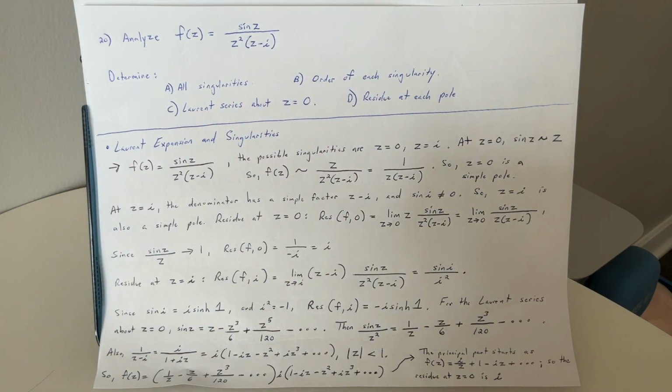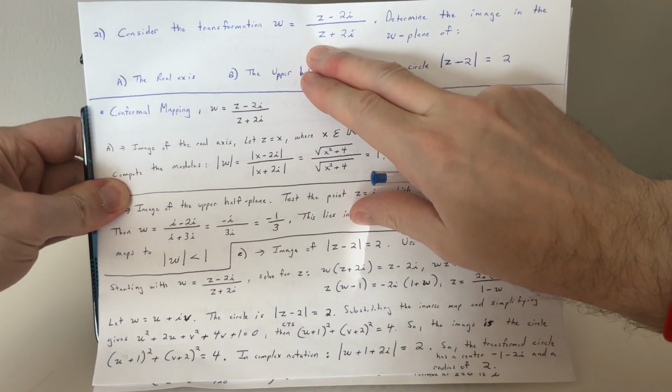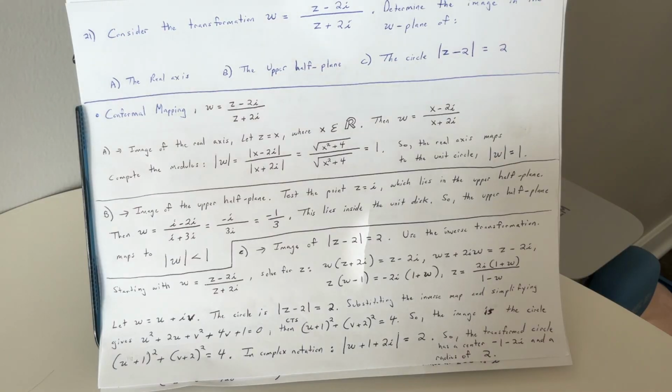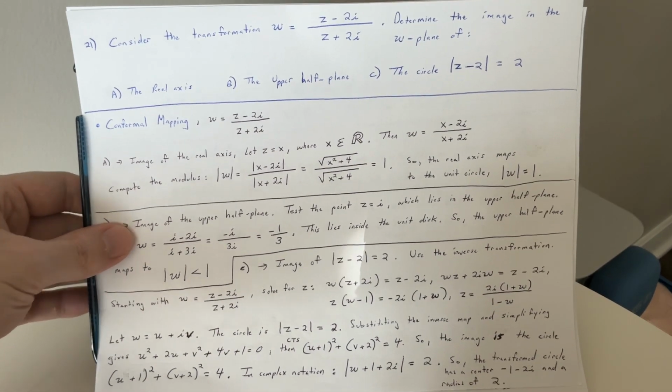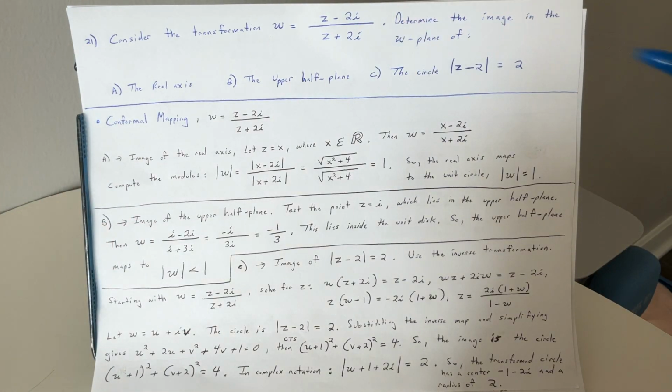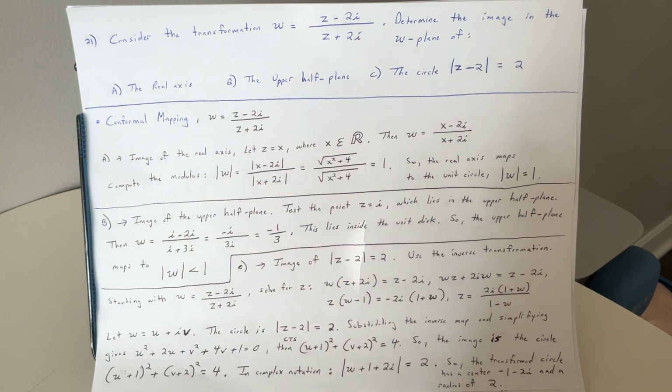Okay. And now number 21, we want to consider the transformation w equals z minus 2i over z plus 2i. Determine the image in the w plane of A, the real axis, B, the upper half plane, and C, the circle modulus of z minus 2 equals 2. So, a conformal mapping problem.